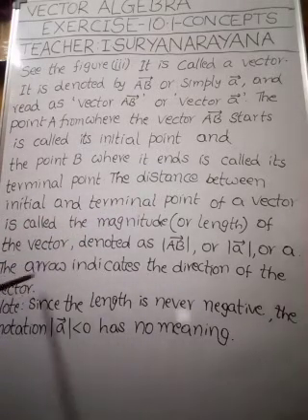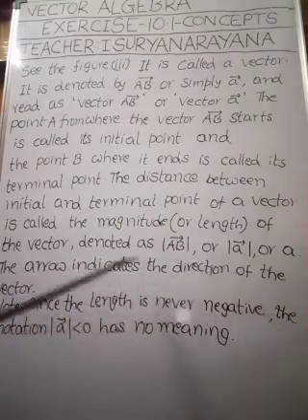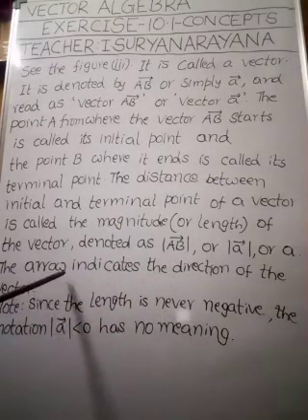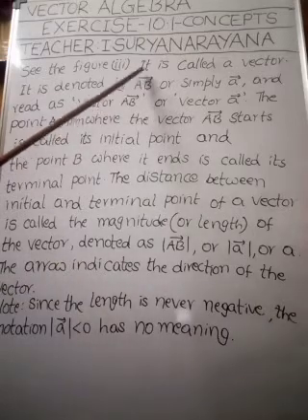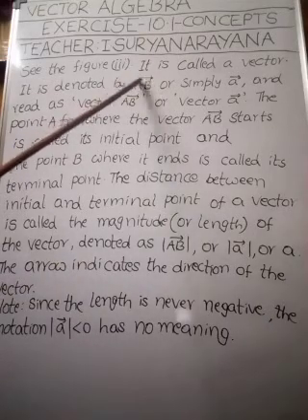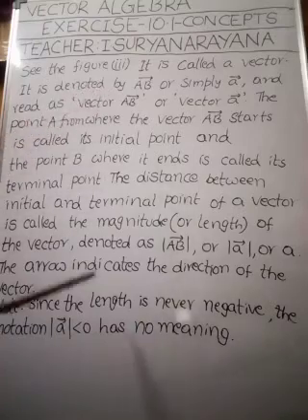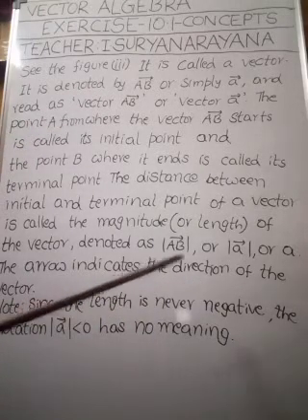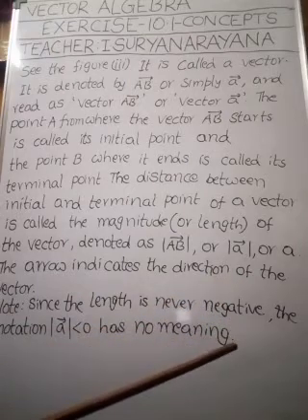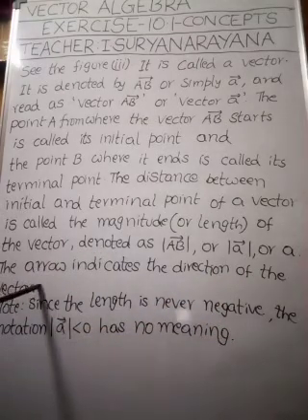Right. The arrow indicates the direction of the vector. By observing the geometrical figure, or here also by observing this arrow, we can identify the direction from which point to which point it is moving. Okay, my children, understood this point?